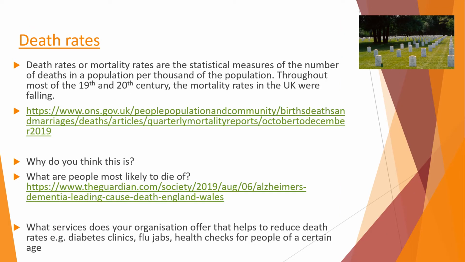Death rate or mortality rate is the number of deaths per thousand of the population per year. So again, it's looking at how many people are dying in your area. It might be worth looking at other services like diabetes clinics or availability of flu jabs, health checks for certain age groups. Are you in an area where there's a higher proportion of older people?